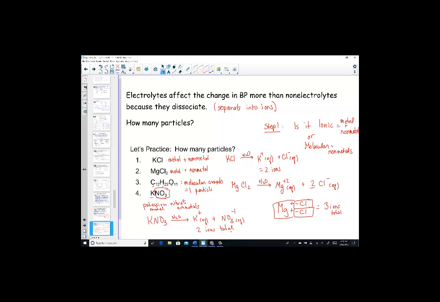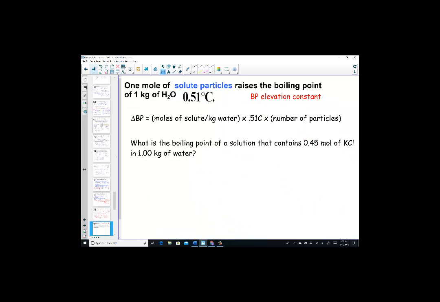Now we're practicing that because when we're asked to calculate the change in temperature, we have to account for all the possible number of particles in solution. 1 mole of a solute raises the boiling point of 1 kilogram of water by 0.51 Celsius degree. This is called the molal boiling point constant.